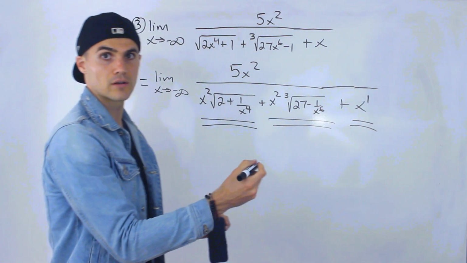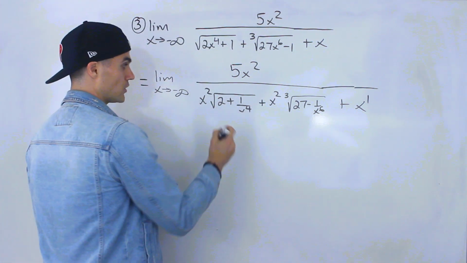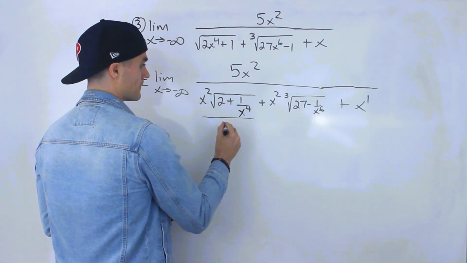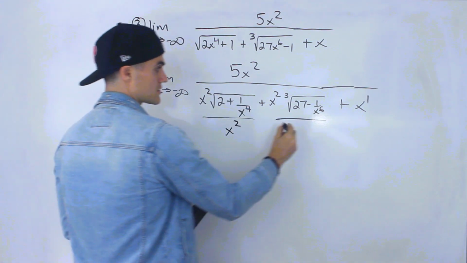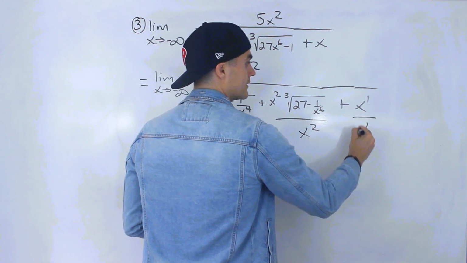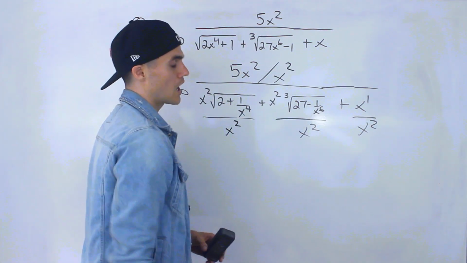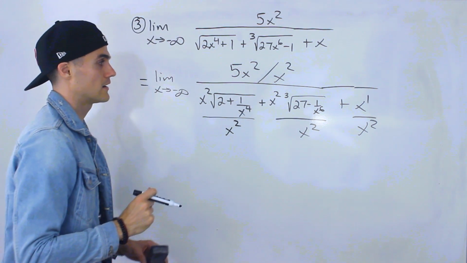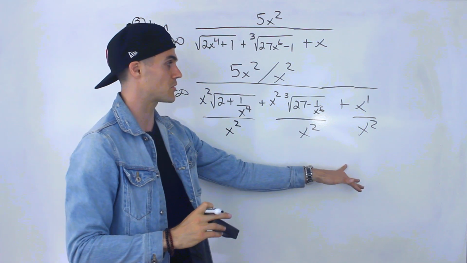So what's the highest exponent? It's 2 in the denominator. So now what you want to do is divide everything by x to the 2. Remember, we divide this whole thing by x to the 2, divide this by x to the 2, divide that by x to the 2, and we've got to divide the numerator by x to the 2 as well. So notice now we're dividing multiple expressions.